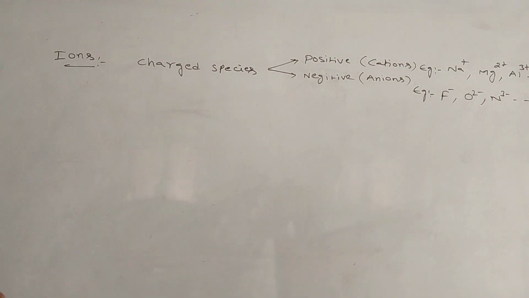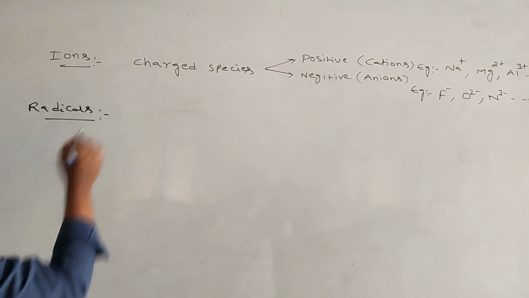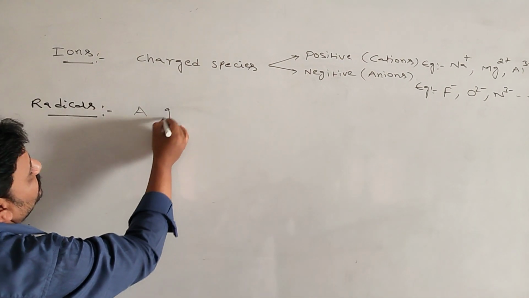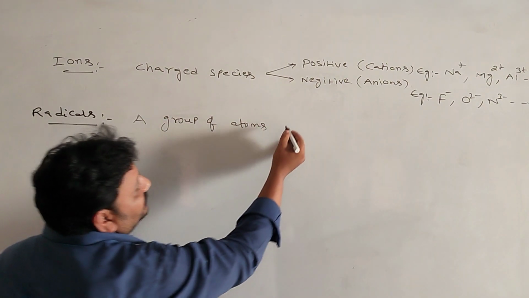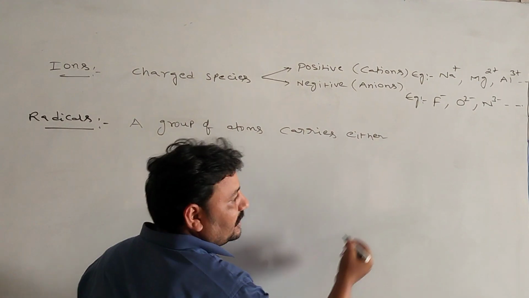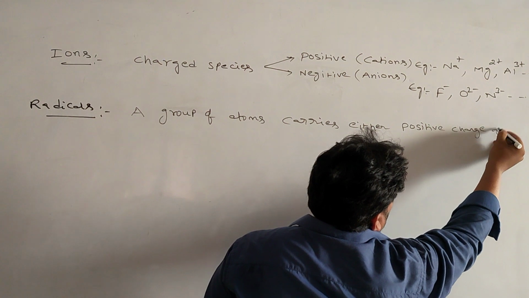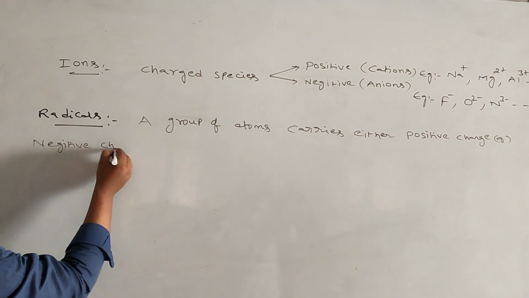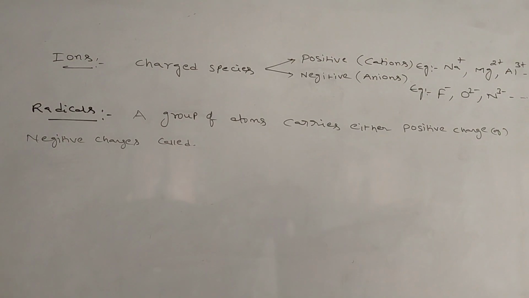Now we are going with radicals. What is the topic? Radicals. Radicals means a group of atoms that carries either a positive charge or a negative charge. A group of atoms carrying either positive or negative charge is called a radical.